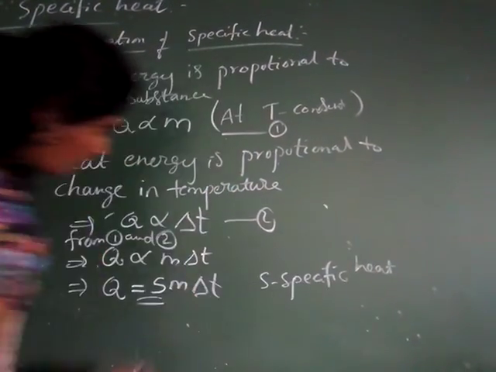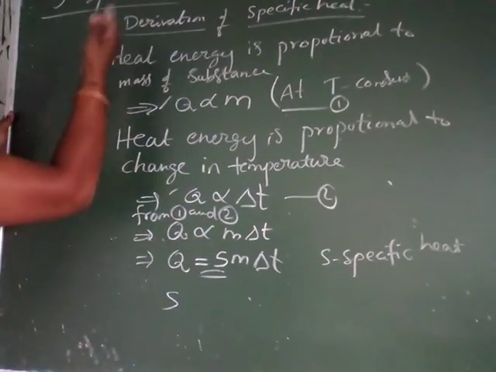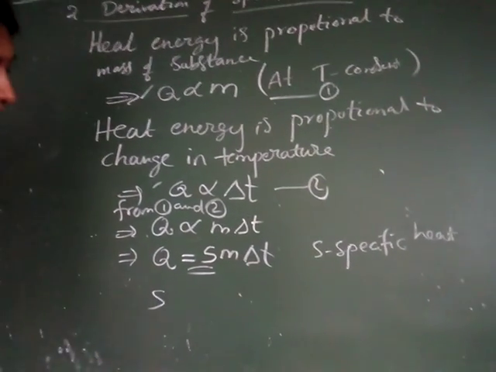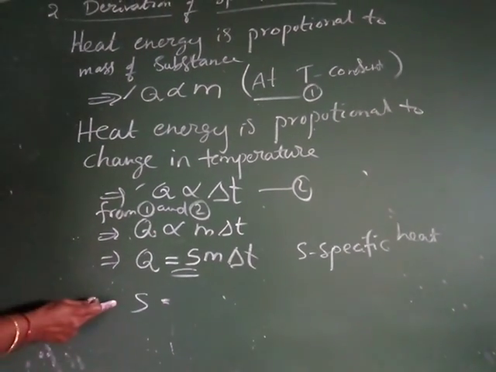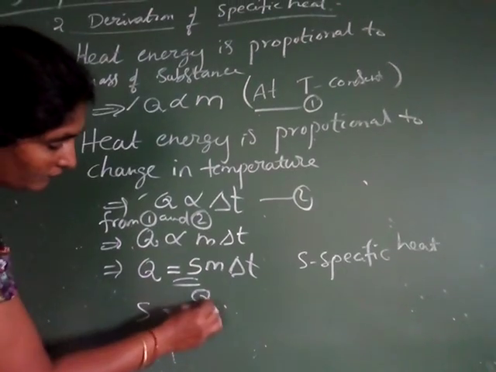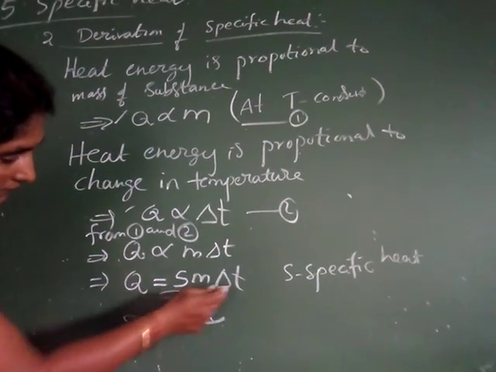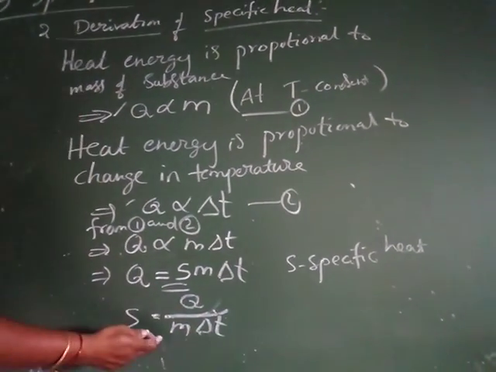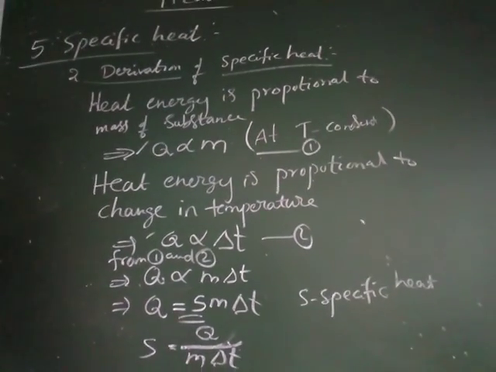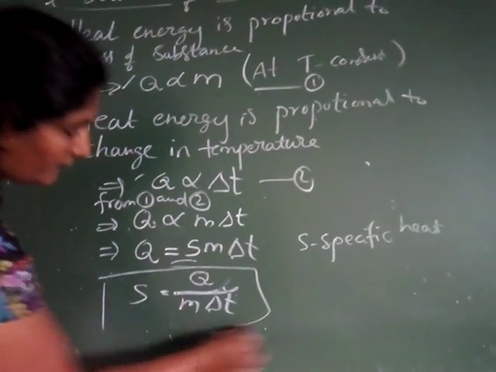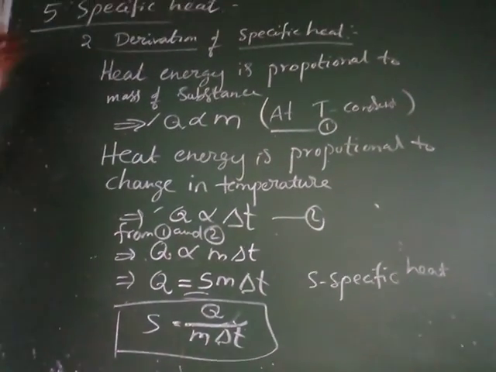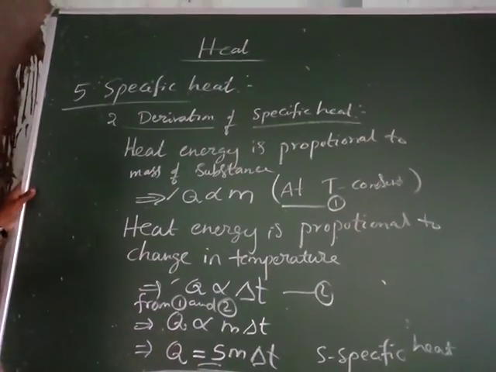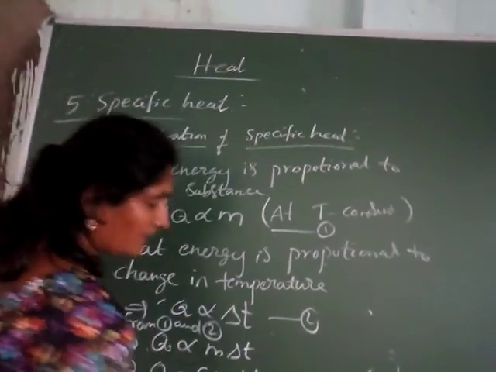This S is called the specific heat. Your topic is only specific heat. You have to write what is the formula of the specific heat. Then we keep these two on this side, and you will get Q by M into delta T. This is the formula of the specific heat. This is the derivation of the formula of specific heat. Your second subtopic is completed.